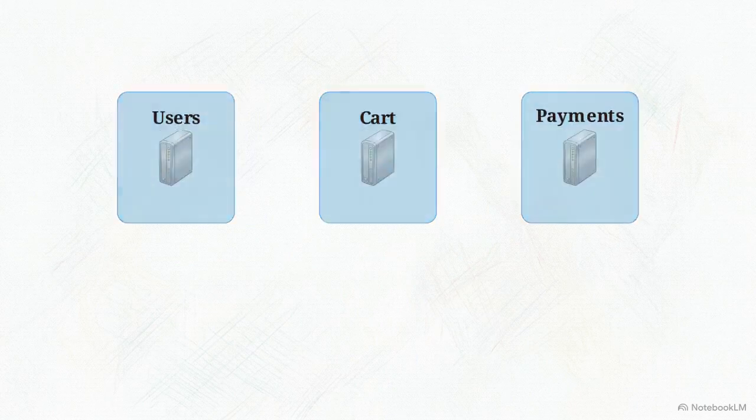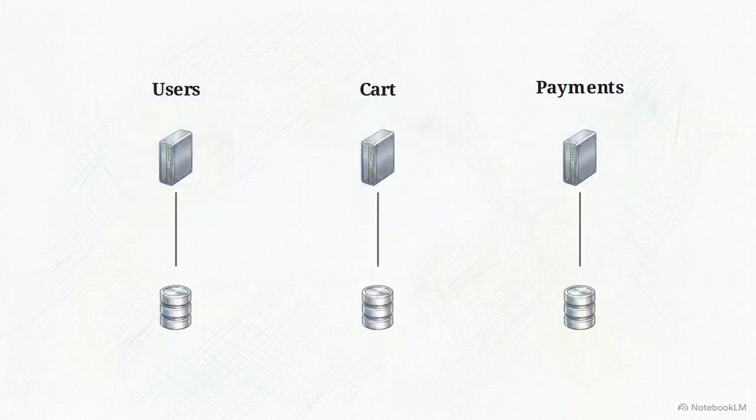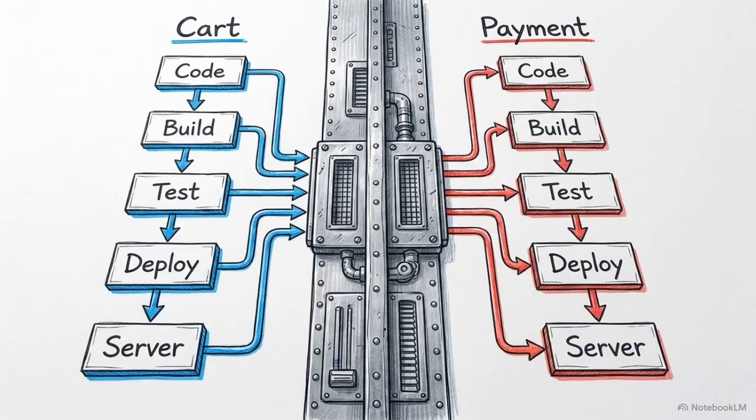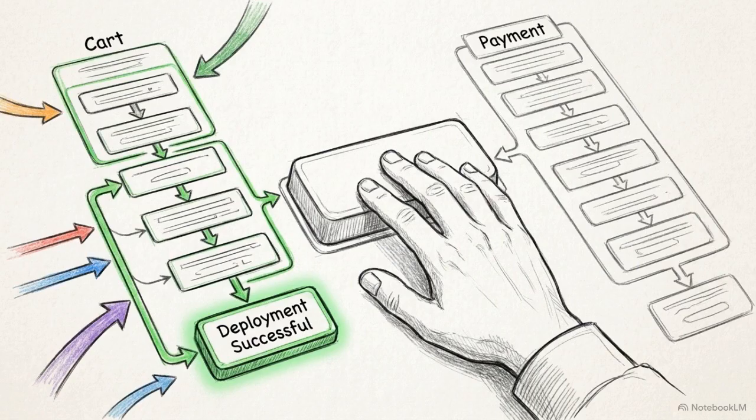Microservices solve this by separating capabilities into isolated applications, each with its own dedicated database and independent lifecycle. Because the databases and deployment pipelines are independent, the shopping cart team can ship updates 10 times a day without ever touching the payment service.